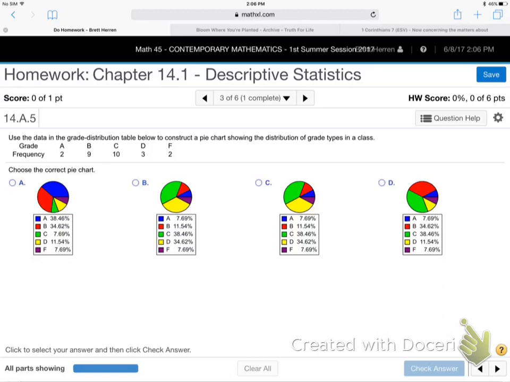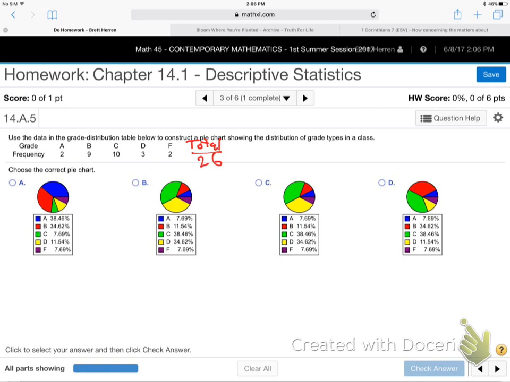How many degrees in a circle? 360. That's about all the geometry you need to know in here. 360 degrees in a circle. So they give me this information: two people got A's, 9 got B's, 10 got C's, 3 got D's, 2 got F's. And they want me to make a pie chart out of the grades. So then what I'm going to need to do is just figure out the percentage. What's the total number of people there? 2, 9, 10, 3, 2, I think it's 26 if you add those up.